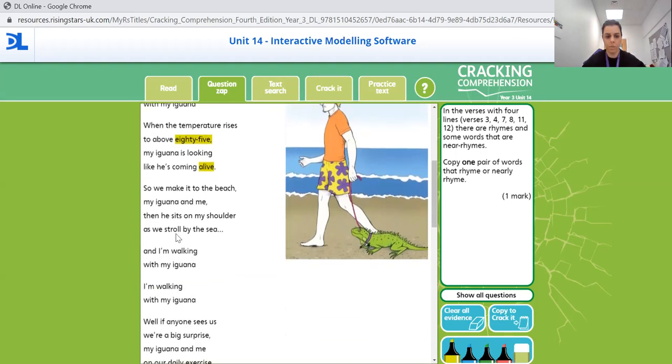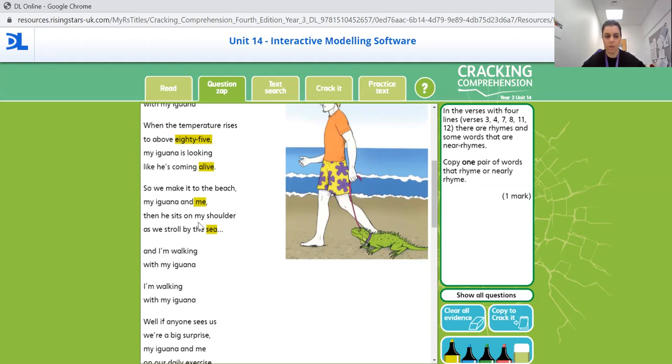In verse 4, so we make it to the beach, my iguana and me, then he sits on my shoulder as we stroll by the sea. I can hear that me and sea rhyme. Remember, you only need to do one pair of these words. I'm just showing you all of them in case you've chosen a different one, but you only need to do one. So 85 and alive is one pair of words. Okay, so that's verses 3 and 4.